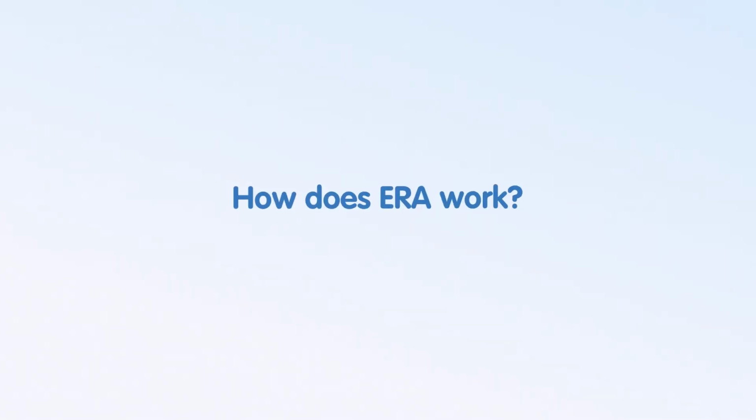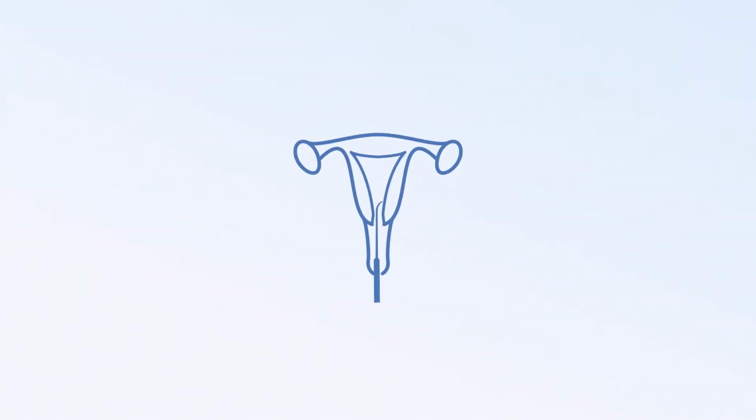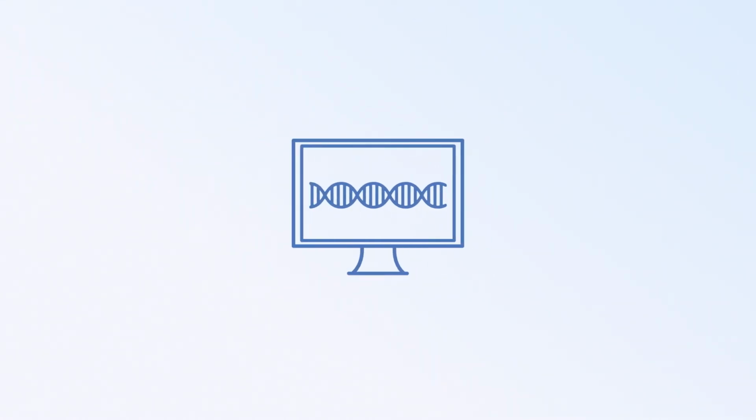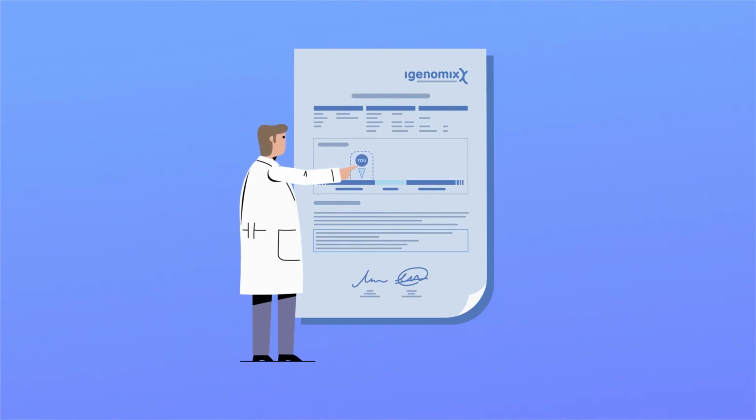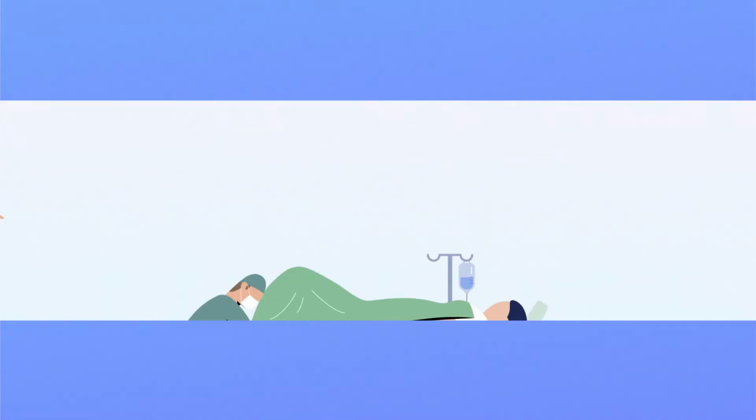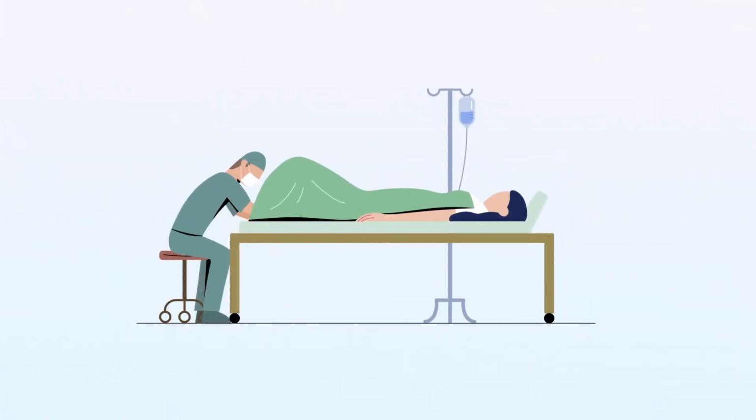How does ERA work? A small piece of tissue will be taken from your endometrium to analyze the gene expression pattern. Your doctor will receive an ERA report after the analysis. Using the report recommendation, your doctor can transfer the embryo precisely in your window.